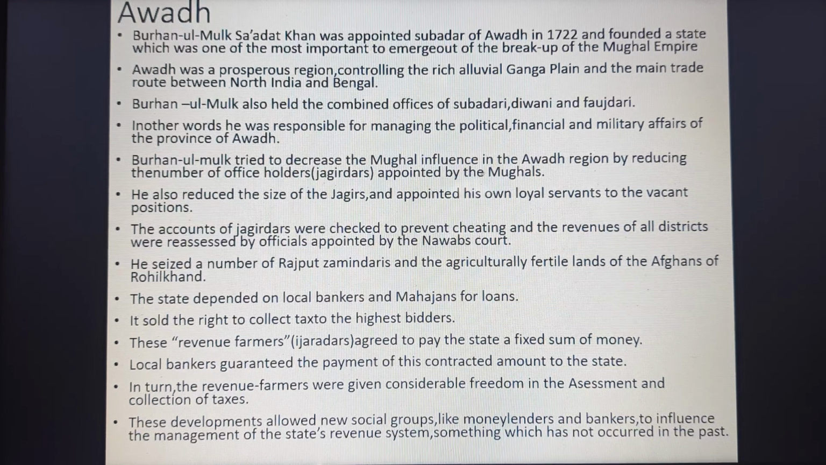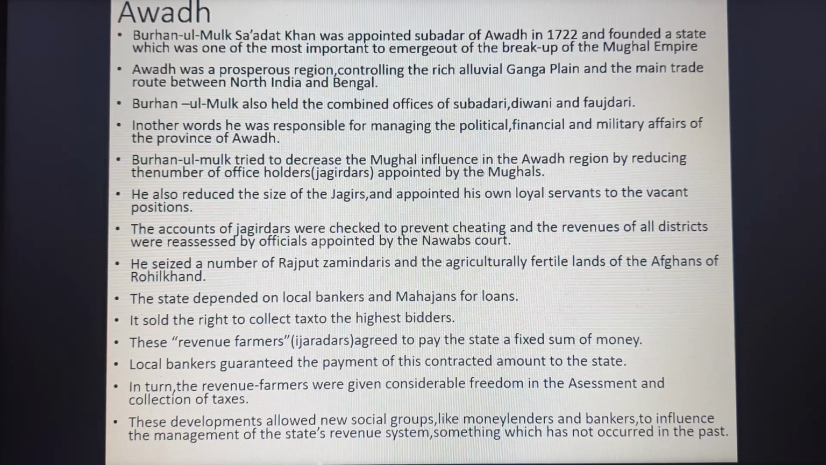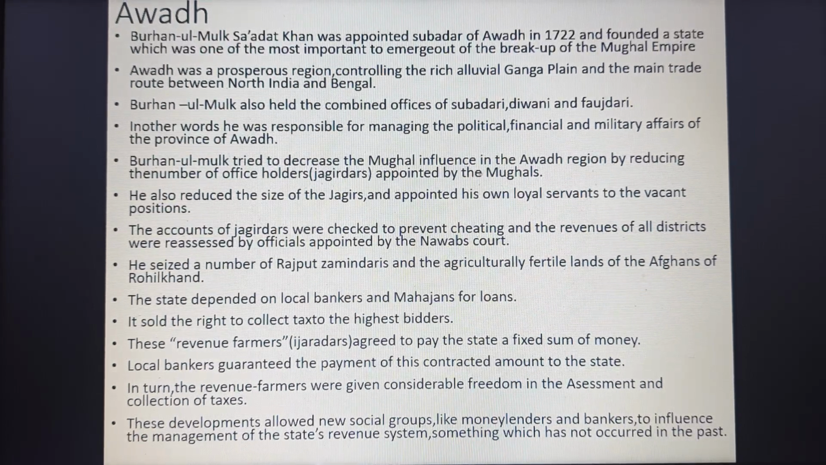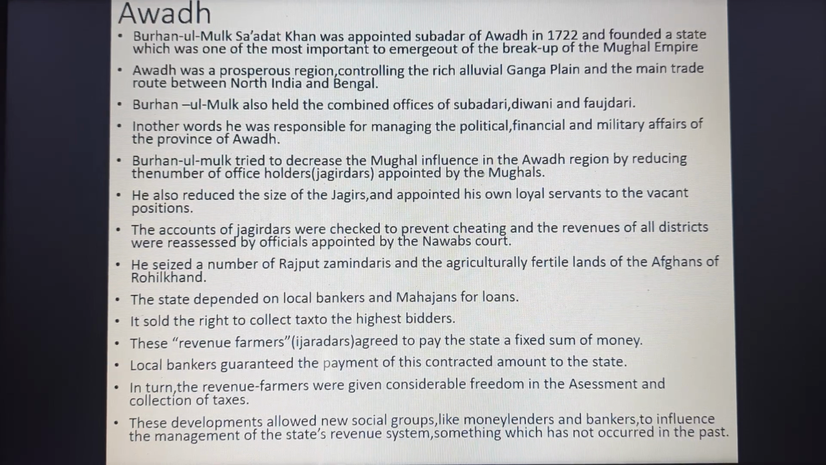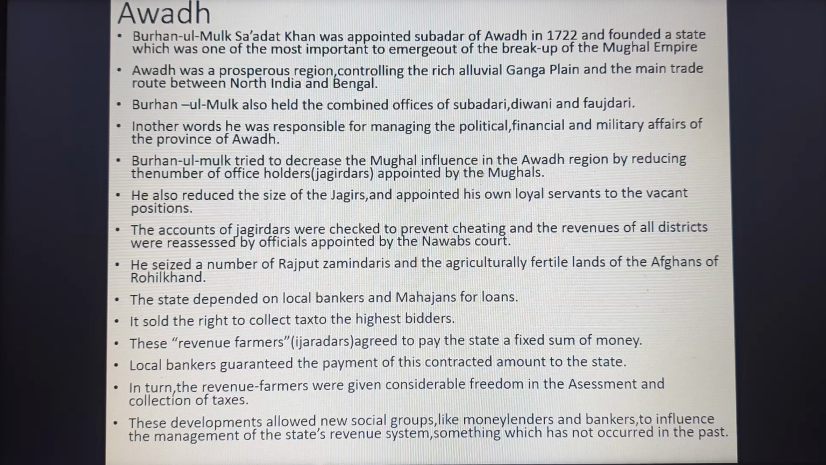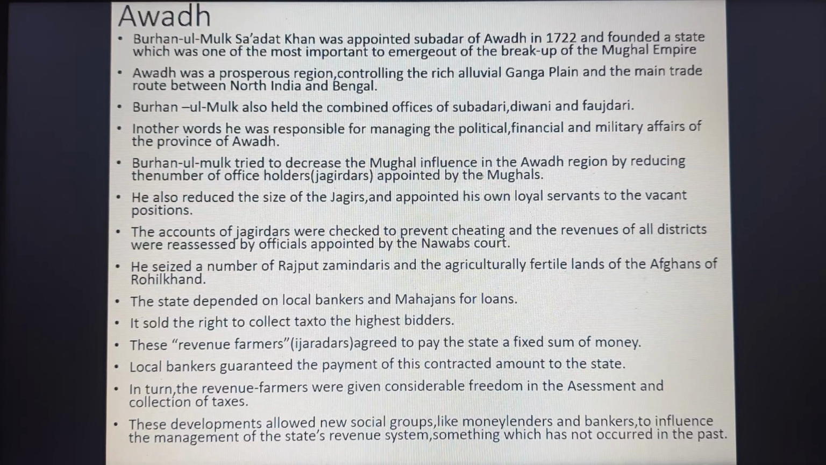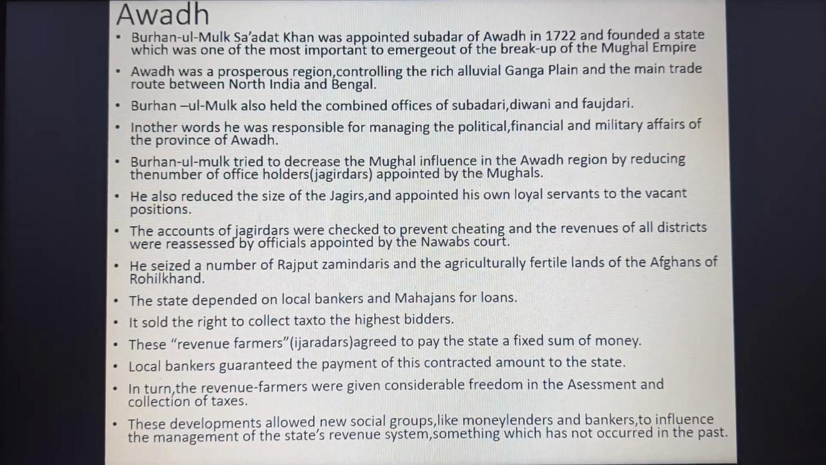He also reduced the size of the Jagirs and appointed his own loyal servants to vacant positions. So his own loyal persons were coming to those positions, and the size of the Jagirs, imagine something was earlier 10 acres, now he has made it 5 acres or 4 acres, like that he has decreased the size of the Jagirs. The accounts of Jagirdars were checked to prevent cheating, and the revenues of all districts were reassessed by officials appointed by the Nawab's Court. So the Nawab was keeping persons to keep an eye on all the people who were collecting and keeping the revenues.